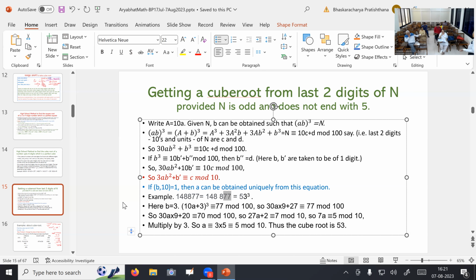What happens if the number is even? What happens if the number ends with 5? Then there is a small modification because of which you reduce to this case. And if you reduce to this case, you can use this argument for any number of digits.